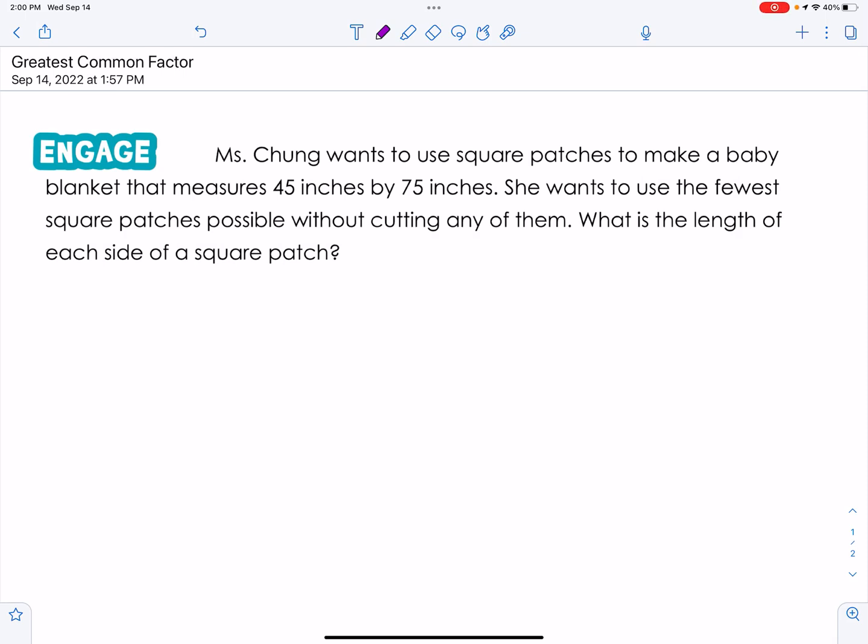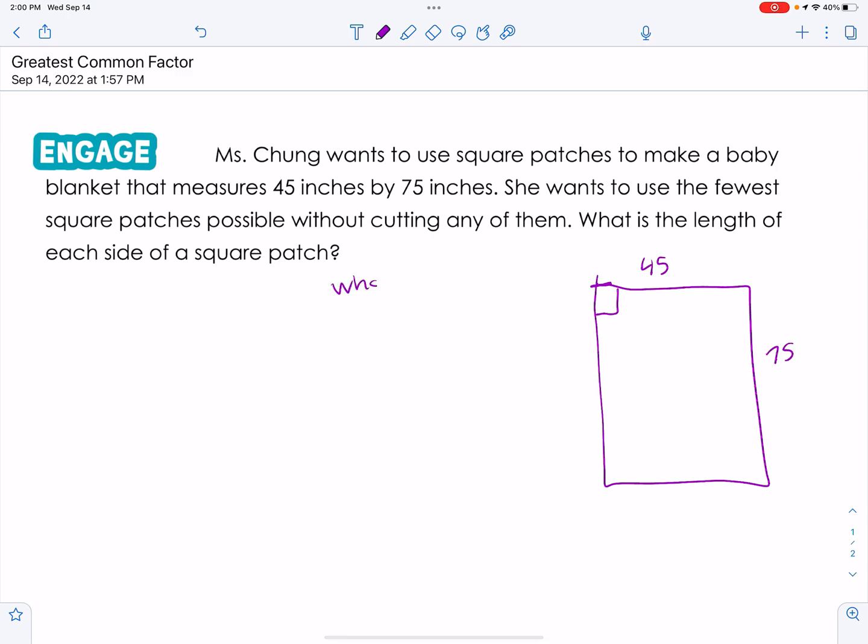So there are times, like in our Engage from today, where you have a situation like this, where Miss Chung wants to use square patches to make a baby blanket that measures 45 inches by 75 inches. She wants to use the fewest square patches possible without cutting any of them. What is the length of each side of a square patch? So you're trying to build a rectangle that is 45 by 75, but you're only allowed to use squares. And so this is really a question of what is the greatest common factor.